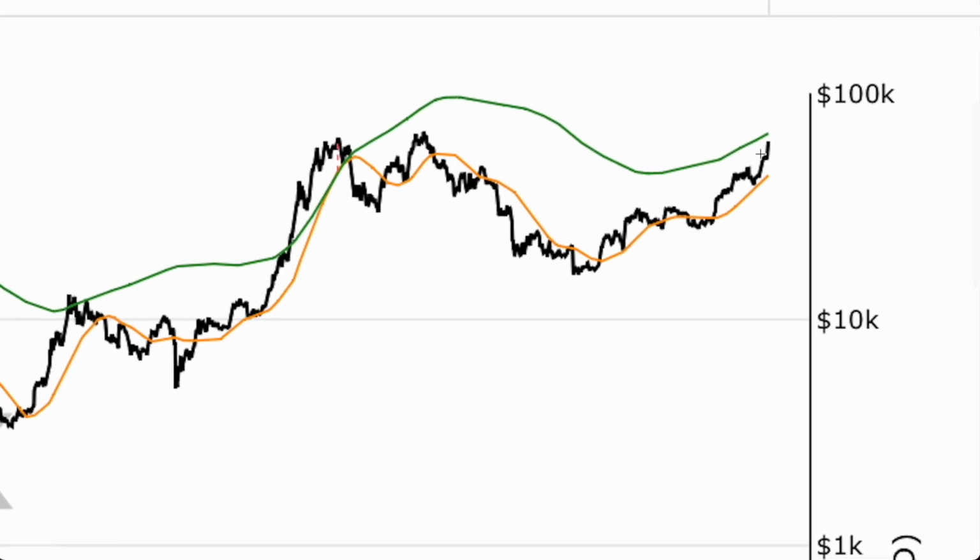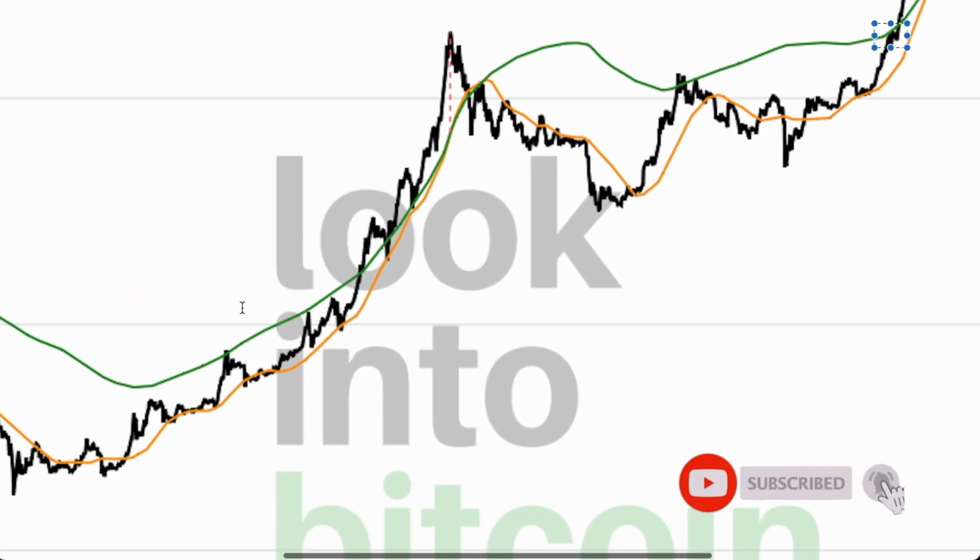So the point I'm making is that we could reject from here based on history. On the first attempt, we tend to reject from here, whether it's a small rejection like this one, which forms a reaccumulation period, or whether it's a deeper rejection like we've seen in the past over here, or even over here in the 2017 cycle.